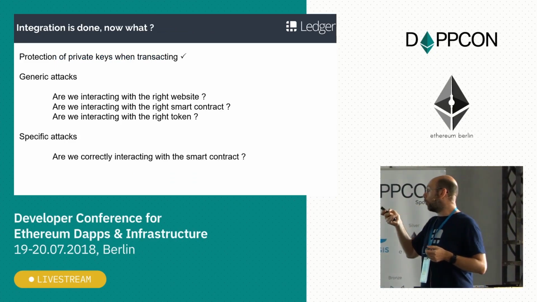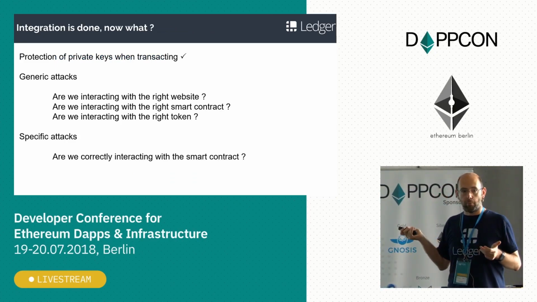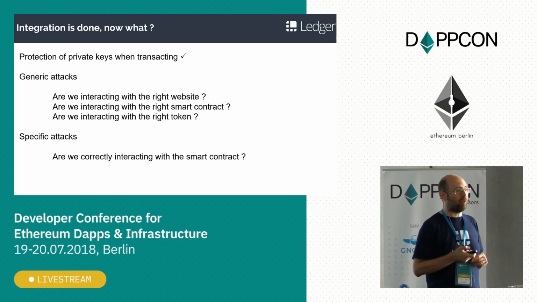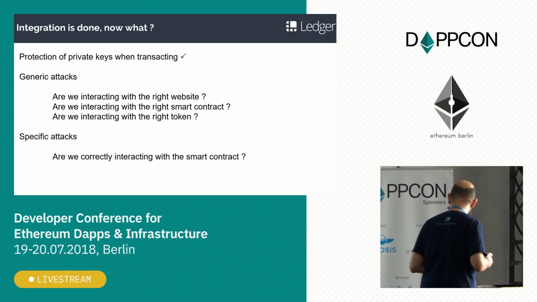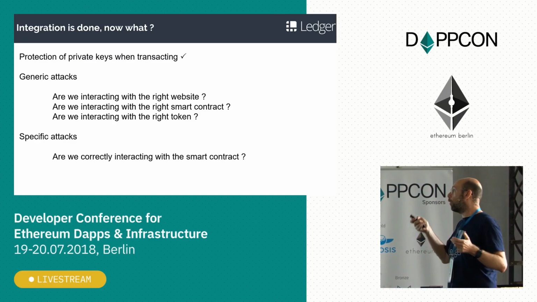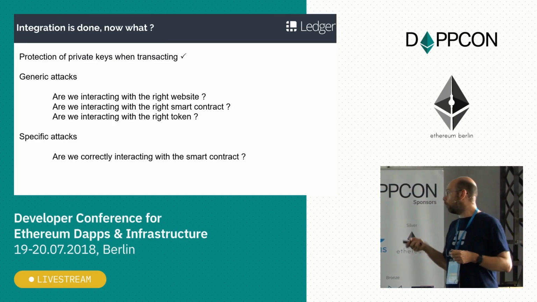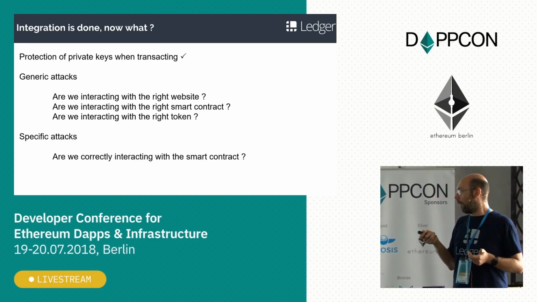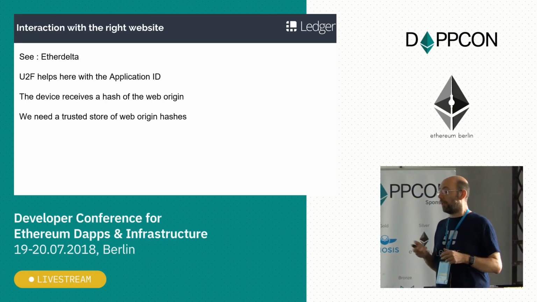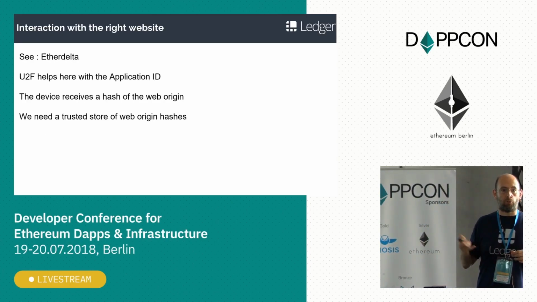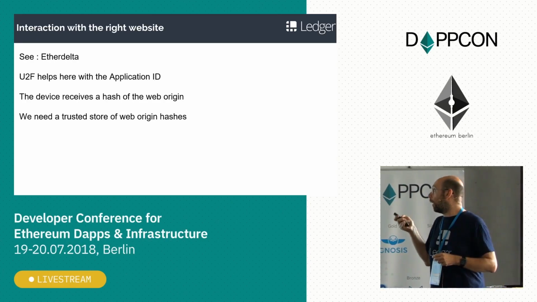So we have done the protection of the private key when we transact, but now let's think about the different attacks that can happen when we interact with a contract. How can we verify that we're integrating with the right website, with the right contract, with the right token, and what are the different attacks that can be done from there? So first, verifying that you're integrating with the right website.